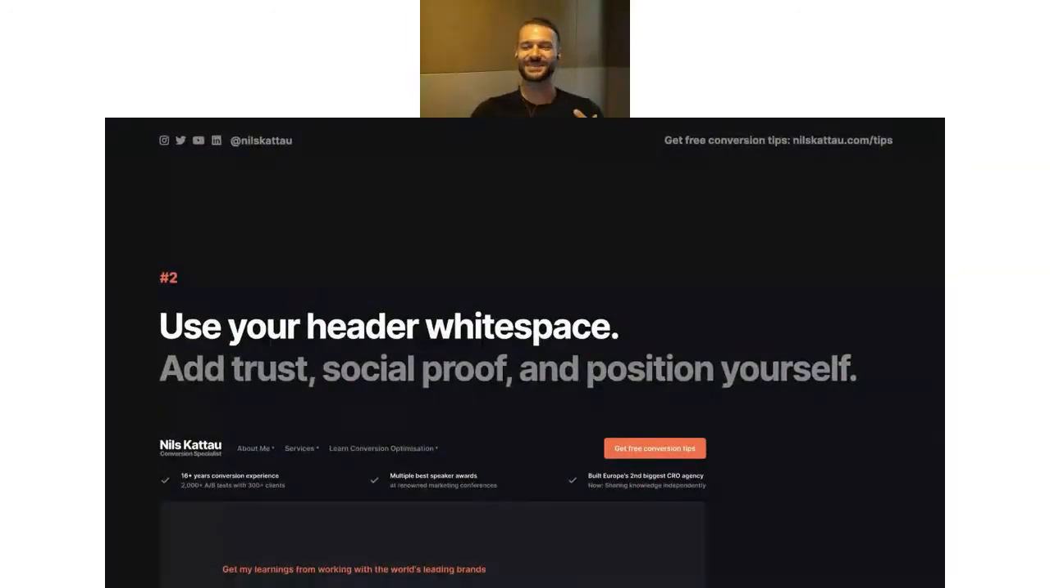However, one thing I see on most pages that I look at, whenever I do audits for any website out there, is that they're wasting their header, their top part of the page, because they only have the logo and the navigation, and then usually that's it.